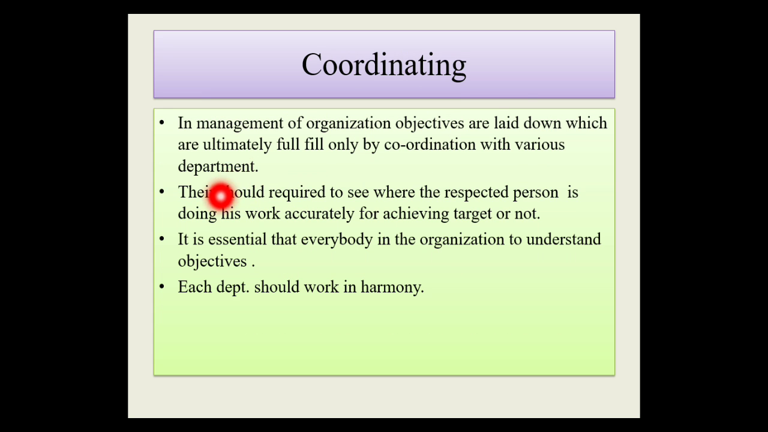with various departments. We need to see whether the person who is responsible is doing their work accurately for achieving the target or not. It is essential that everybody in the organization understands the objectives. It is important to ensure that the different departments work in coordination only. It is essential that everybody in the organization should understand the main objectives of the business and work towards their achievement in active cooperation with the others. Each department should work in harmony.